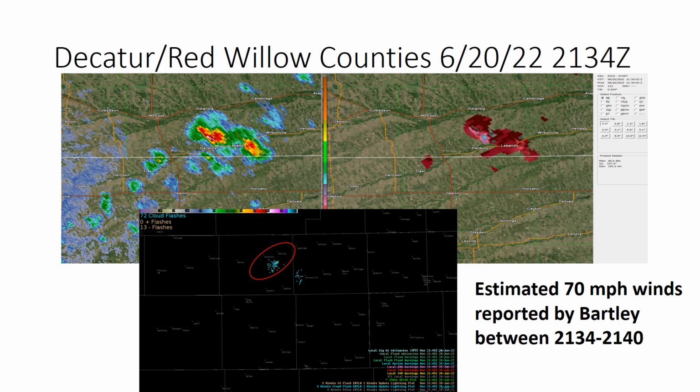There was also a severe thunderstorm warning put out for this specific cell of interest, as it was showing very similar characteristics to the cell that produced the 65 mile an hour winds down in Decatur County, roughly a half hour before this storm.